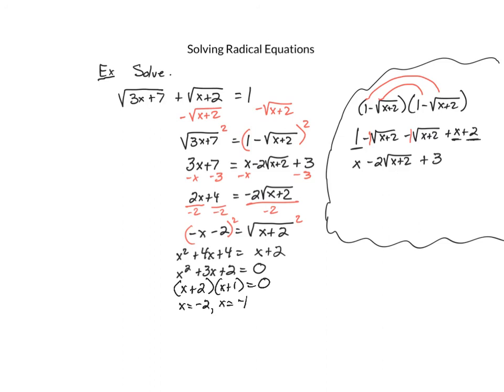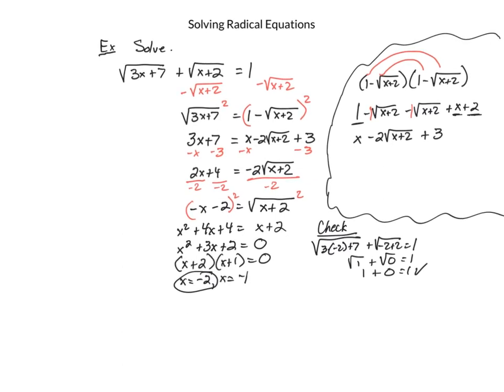If you recall, we had negative 2 and negative 1 as solutions or potential solutions to a previous problem. And they both worked that time. Let's see if they do in this one. So let's check. We'll put negative 2 in. 3 times negative 2 plus 7 is underneath the square root. And we have the square root of negative 2 plus 2. We're trying to see if that's equal to 1. That's square root of 1 plus the square root of 0 equals 1. And that is 1 plus 0 equals 1. And that's a check.